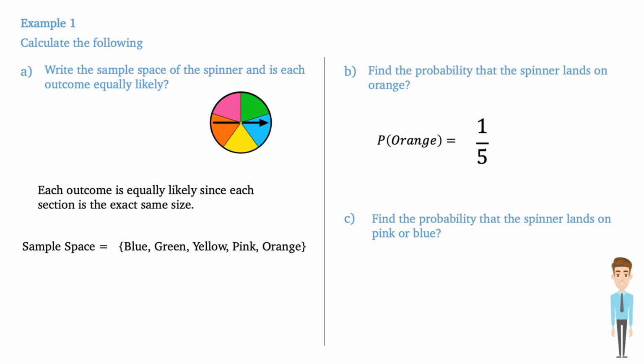In example C, find the probability that the spinner lands on pink or blue. We start by setting up our fraction. For the denominator, it still remains 5 possible outcomes. Now for the numerator, we now have 2 favourable outcomes, pink or blue. Therefore, the probability that the spinner lands on pink or blue is 2/5.